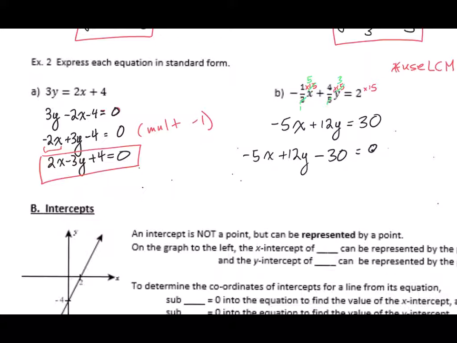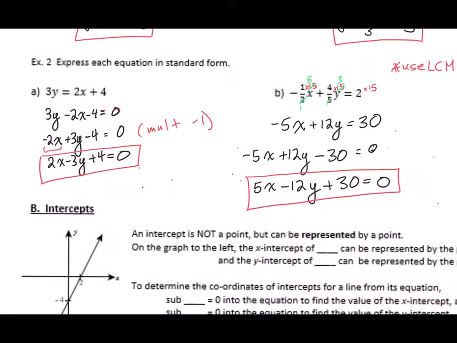Now we're just going to flip the signs of everything here, i.e. multiply by negative 1, and we end up with 5x minus 12y plus 30 is equal to 0 is our final answer. Now try to remember that this form that we have for the standard equation is what I tend to expect you to create. When you go off to university and college, most professors will ask you to put it in this form of the standard equation, not the other one, ax plus by equals c.